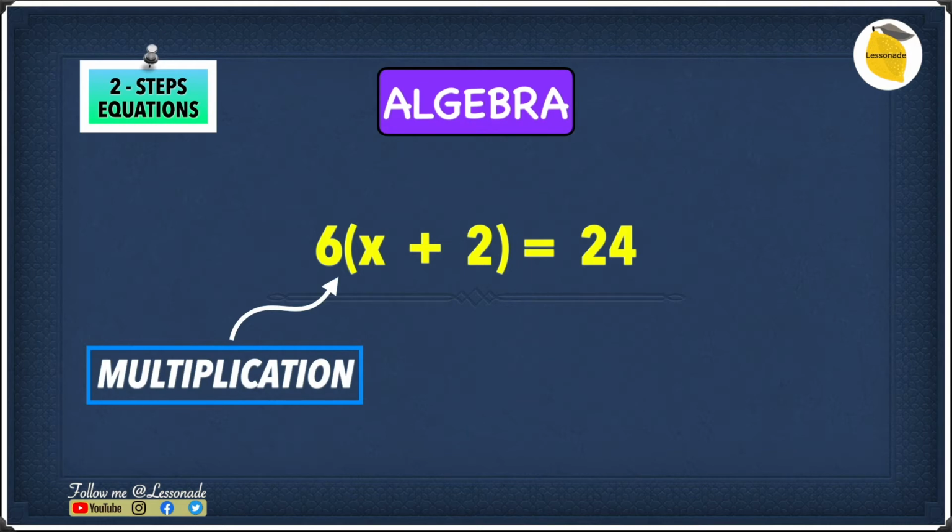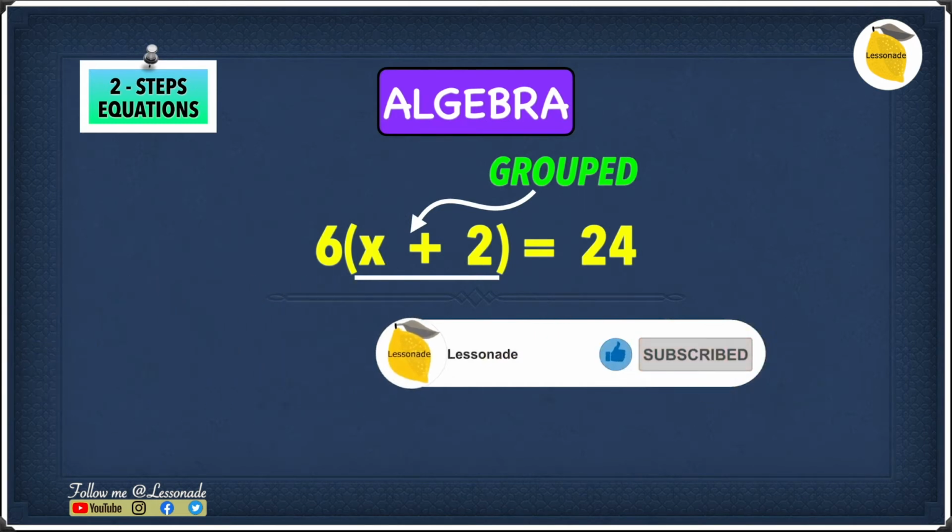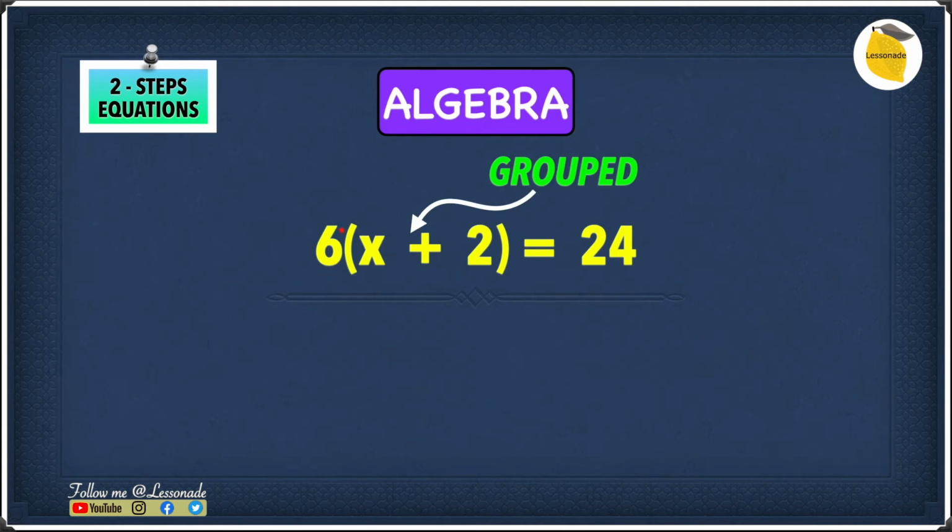Now, this x plus 2 is considered to be grouped because it's inside groups or brackets. It's grouped because if you notice, the 6 we have right here is being multiplied to the whole of x plus 2. It's not being multiplied just to x.